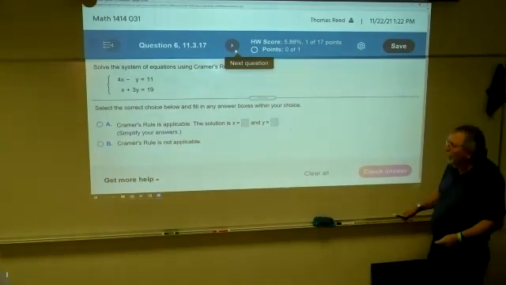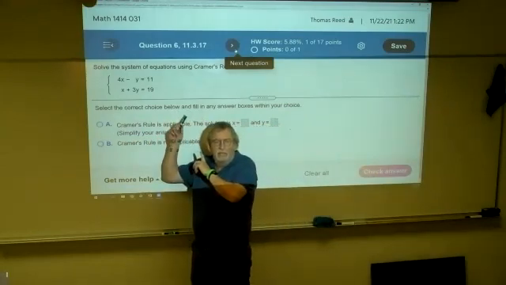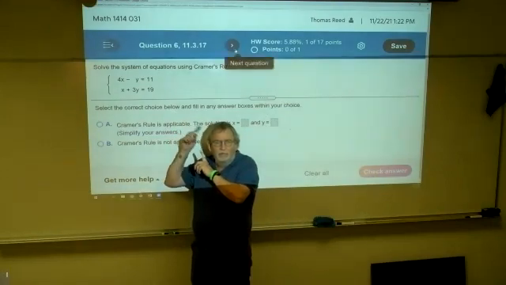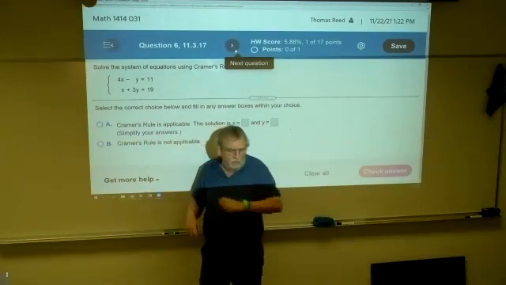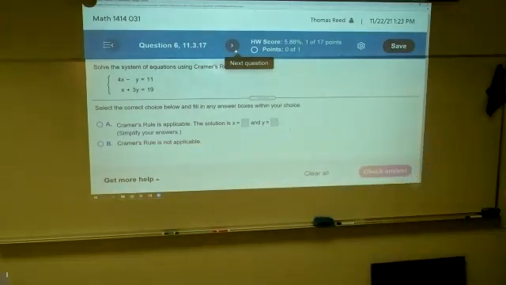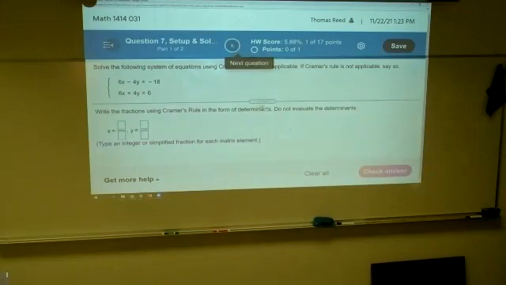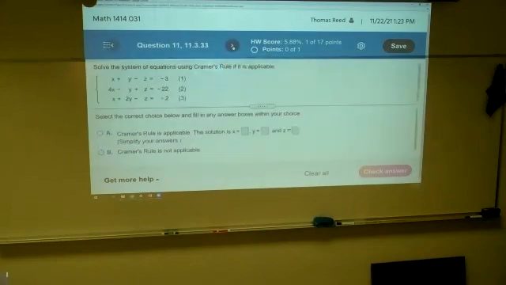On the test, you will have one, maybe 2 questions dealing with this. So know how to do this with a 2x2 matrix. You've got several problems in here where you can do that.